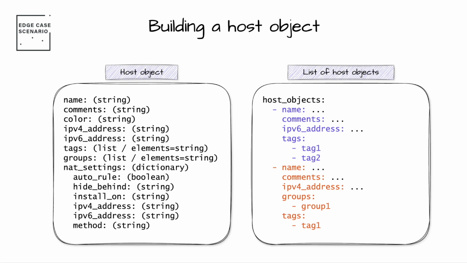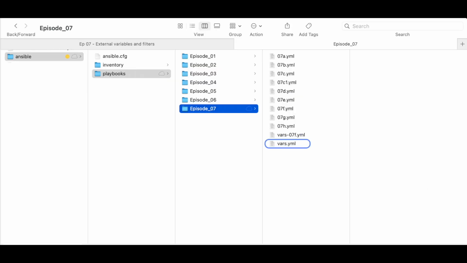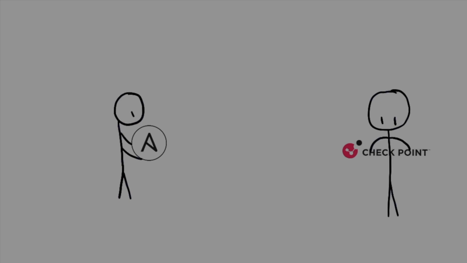In the sample list on the right, host_objects is the name of the variable for this list. This is the variable we will use in the playbooks going forward. Create a new directory for your playbook and variables file. As for the name of the external variables file, I generally defer to using a simple vars.yml. There are times when you'll need more than this, and we'll see examples of these later in the series. In this directory, open your favorite text editor and create a new YAML file named vars.yml.